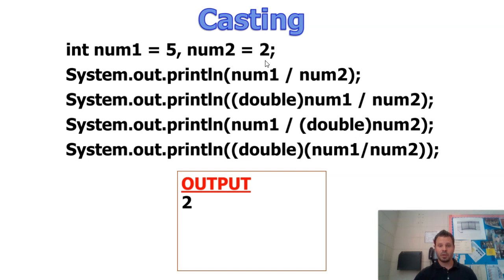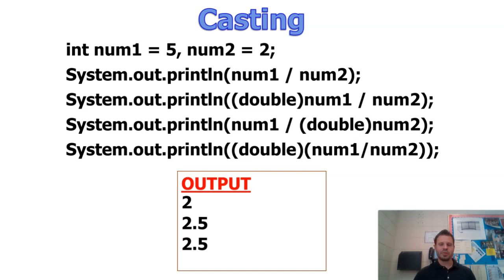truncating the decimal. What I can do though to get that 2.5 out is cast either one of these two values as a double. So if I temporarily change num1, the 5, into a 5.0 by casting it, we then have double division, and we'll get that 2.5 out. Like we said earlier, anytime you have a double mixed into a Java expression, the result will be a double. Now I can do the same thing by casting the second number. So 5 divided by 2.0 will give me the 2.5 as well.